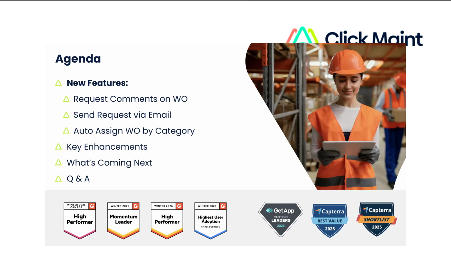So here's a quick look at what we'll cover today. First, we'll walk through a couple new major features. The first one being request comments on work orders, and then sending a request via email. And then the last one will be auto assign work orders by category. We'll cover some key enhancements that we've shipped over the past quarter. And then after that, I'll give you a preview of what's immediately coming up next on our roadmap. And then we'll wrap up with the short Q&A session. And if we don't get to your question live, we'll follow up with you after the session.